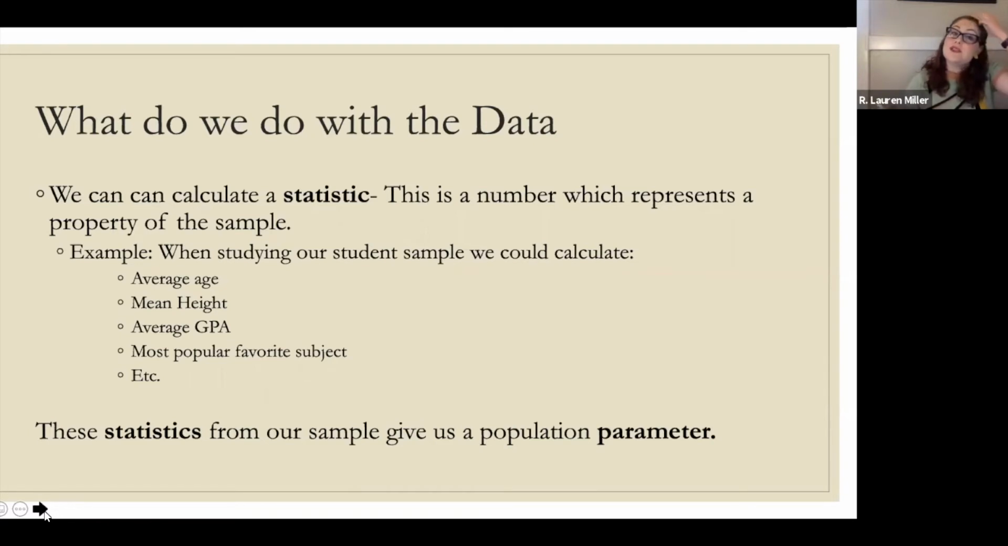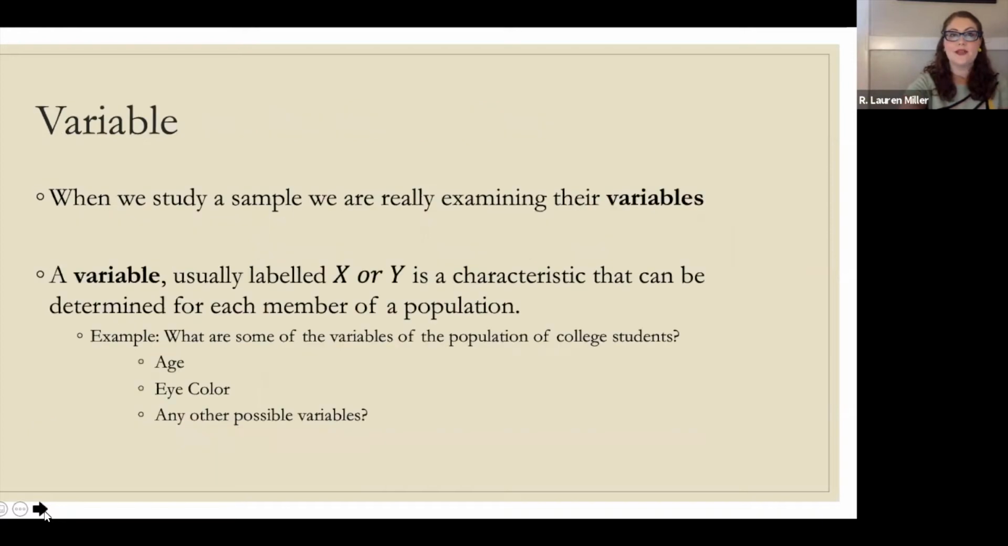So when we're studying our student sample, we could calculate the average height, the mean height, the GPA, your most popular favorite subject, right? These statistics from our sample give us information about a population parameter. So when we're studying a sample, what we're really doing is we're studying the variables. Our variables, if you remember from my college algebra course, which I think most of you took, are usually labeled X or Y, right? And it's a characteristic that can be determined for each member of the population. Every single member of your population needs to meet this criteria.